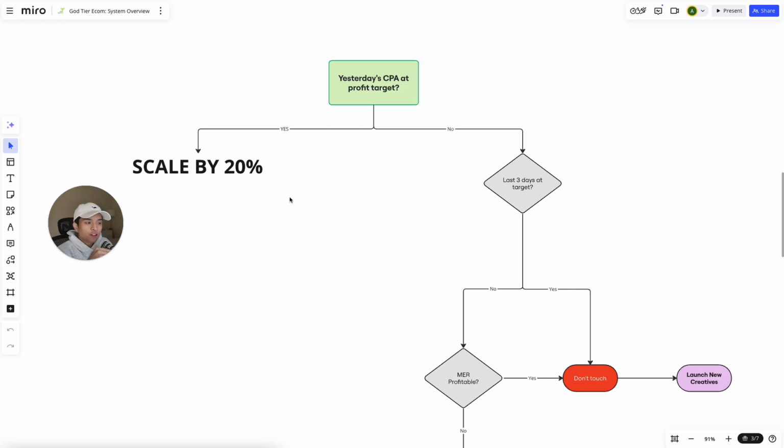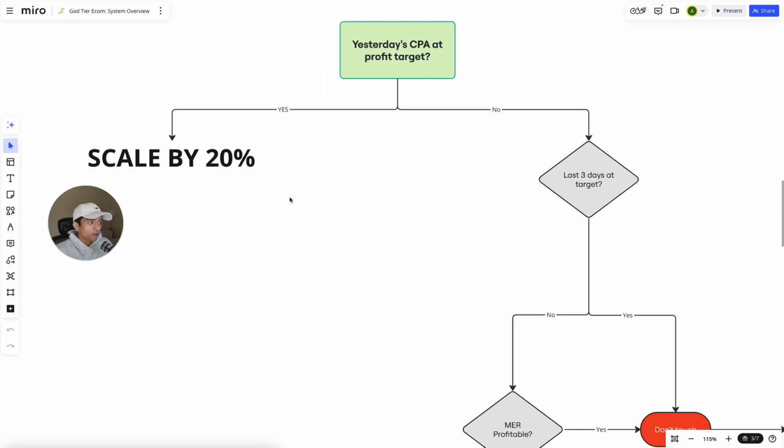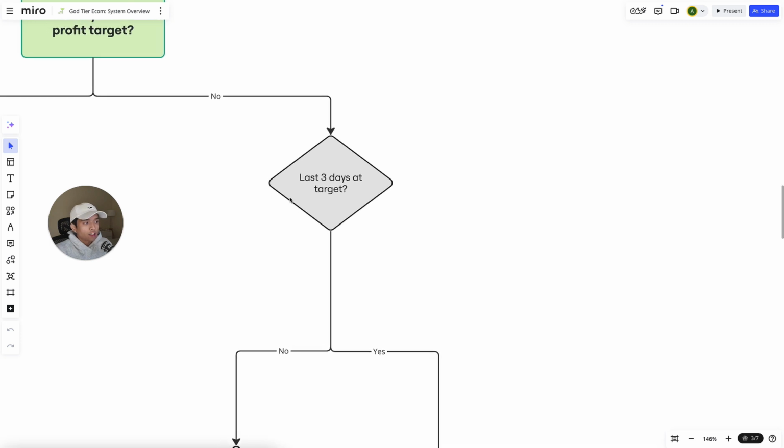That seems very aggressive, but if you want to be aggressive, that is as aggressive as you can be with this strategy. The common misconception that you can't be aggressive with one campaign is a total farce. Now, if you come in and check yesterday's CPA is not at the target, all you're going to do is check if the last 3 days are at target.